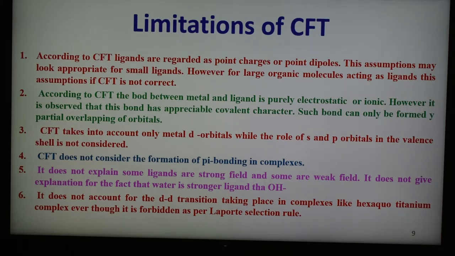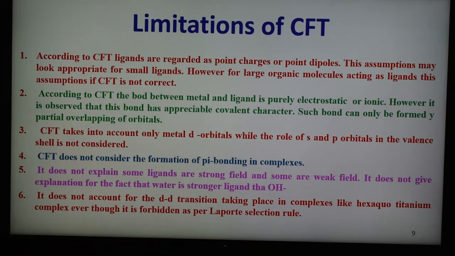The second important point is that according to CFT, the bond between metal and ligand is purely electrostatic, that is, 100% ionic. But it is observed that this bond has appreciable covalent character. Such a bond can only be formed by overlapping of orbitals. So partial overlapping of orbitals could not be explained in CFT, because no bond is 100% ionic. Some covalent character is there, which means overlapping of orbitals is there. This is another limitation of CFT.